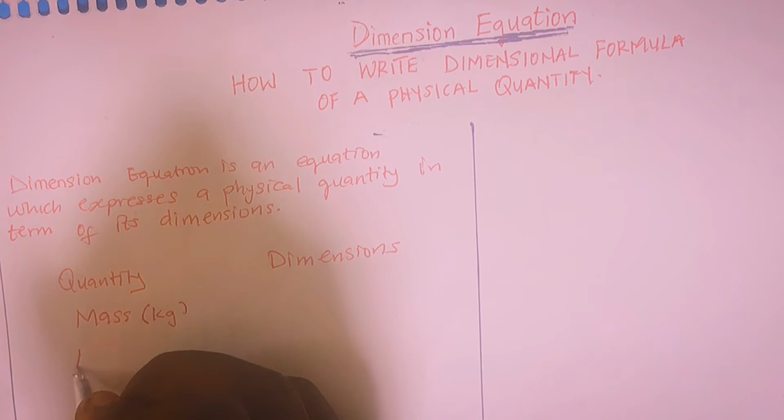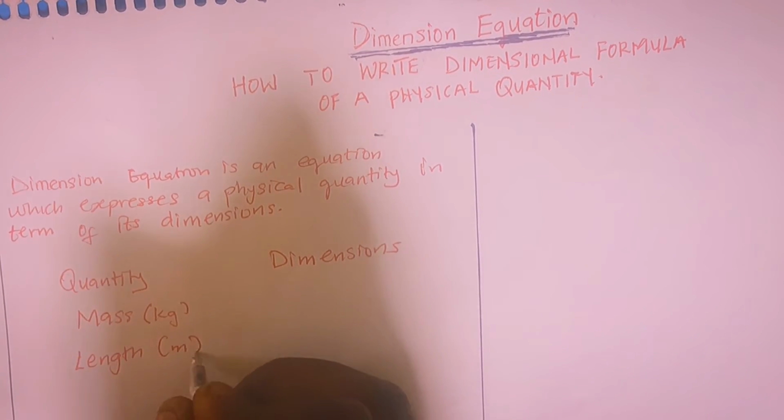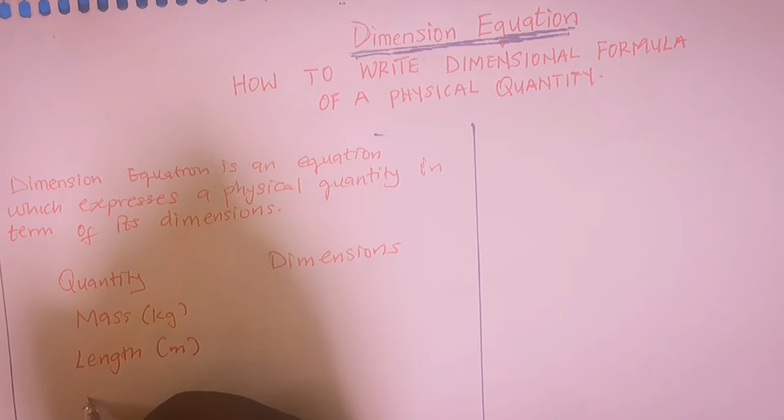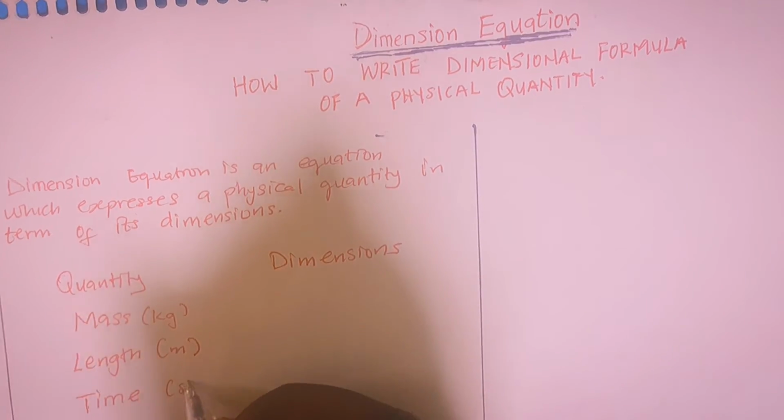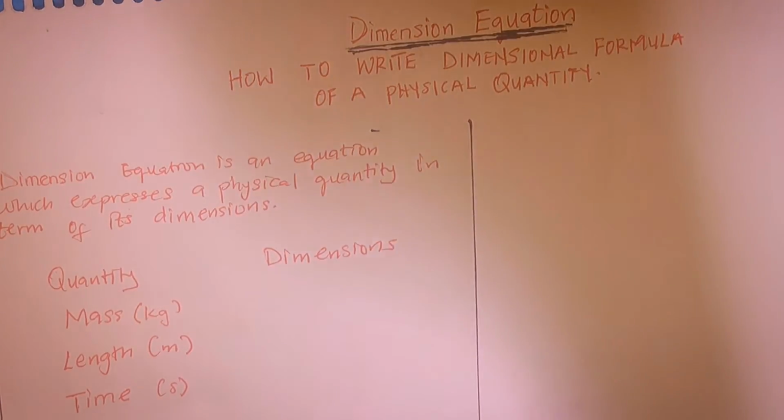The second is length, and it is measured in meter. And the third one is time, and it is measured in seconds. Now, what is the dimension of mass, length, and also time?